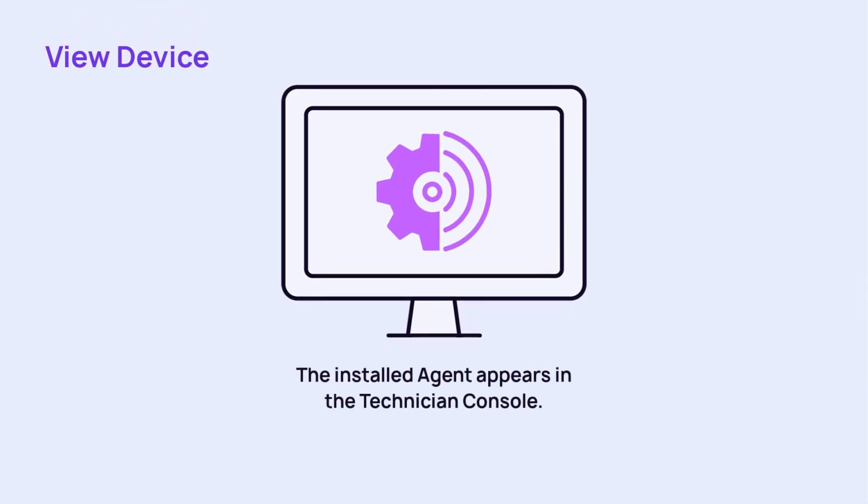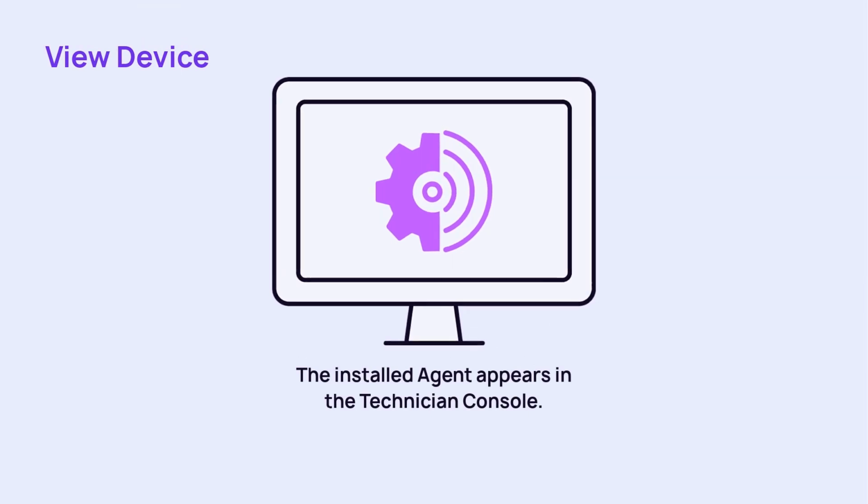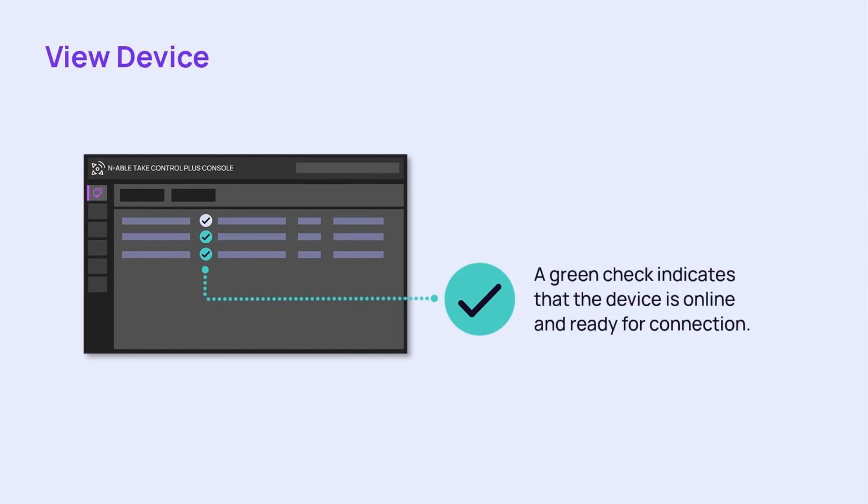Once the agent is installed on a customer device, it appears in the technician console. A green check indicates the device is online and ready for connection.